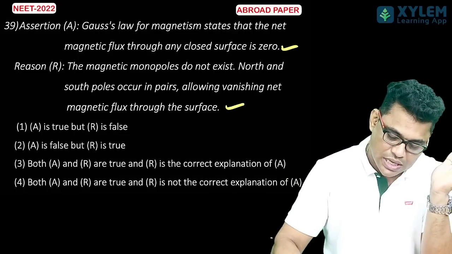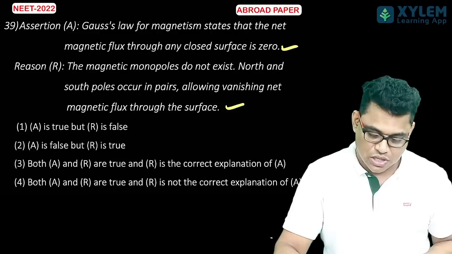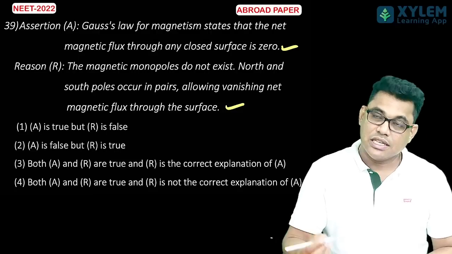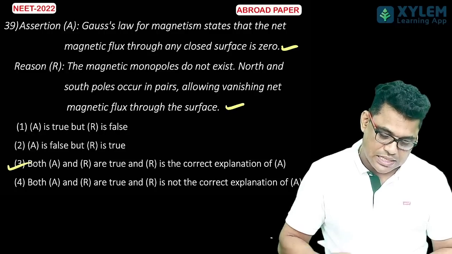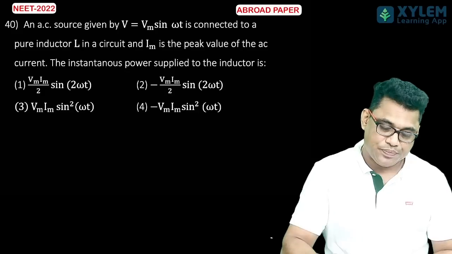Therefore, this also is correct, and the reason is the correct explanation for assertion also. Both A and R are true, and it is the correct explanation of A. B is the right answer. 3 is the right answer.